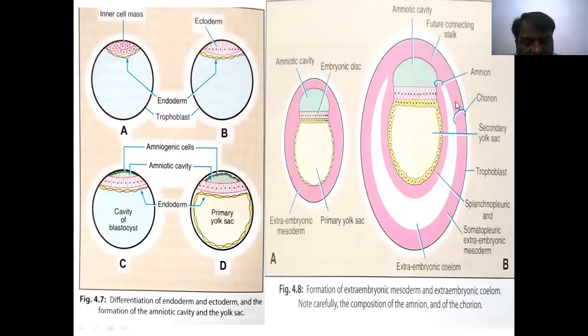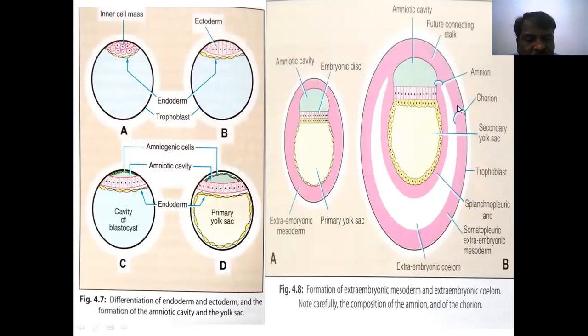This extraembryonic mesoderm, inside we can identify the coelom formation. That is the extraembryonic coelomic cavity. Coelom formation is there, but it is not continuous. Where the amniotic cavity is there, above, we can identify the extraembryonic mesoderm does not split, but here it is splitting into two layers.